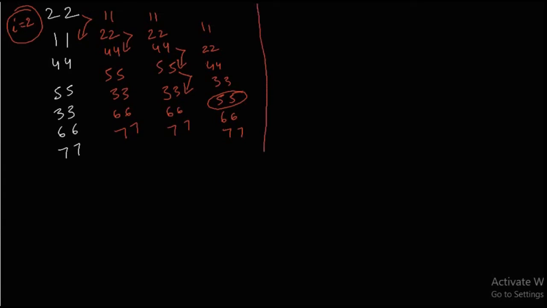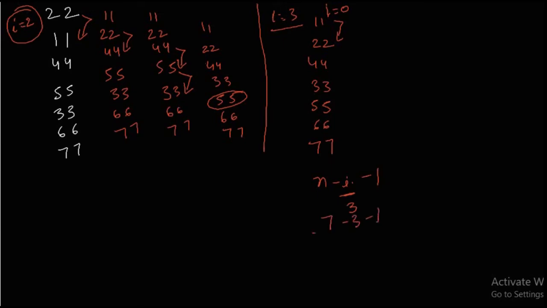Again what we are going to do, we are running I equal to 3. So now we have 11, 22, 44, 33, 55, 66 and 77. Now we'll again start with j equal to 0. This time j will go up to n minus I minus 1. Now the value of I is 3. So 7 minus 3 minus 1, that is 7 minus 4 and that is 3. So j will go from 0 to 3.